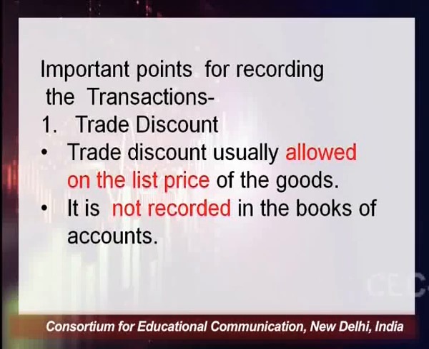Now, next one is trade discount. Let me first explain what trade discount is. This trade discount is usually allowed on the list price of the goods. It is basically given by the supplier to promote trade. That's why it is known as a trade discount. And this trade discount is never recorded in the books of accounts. It is given on the list price.